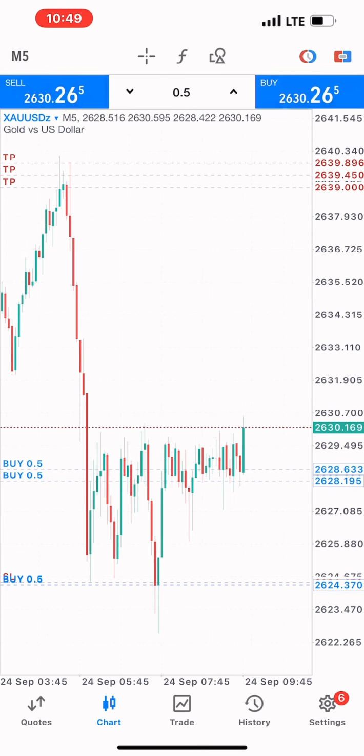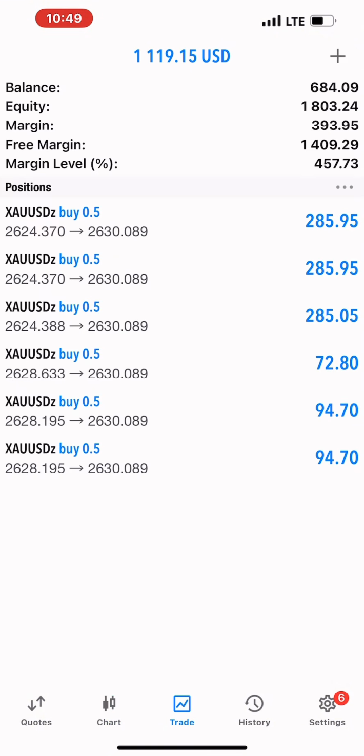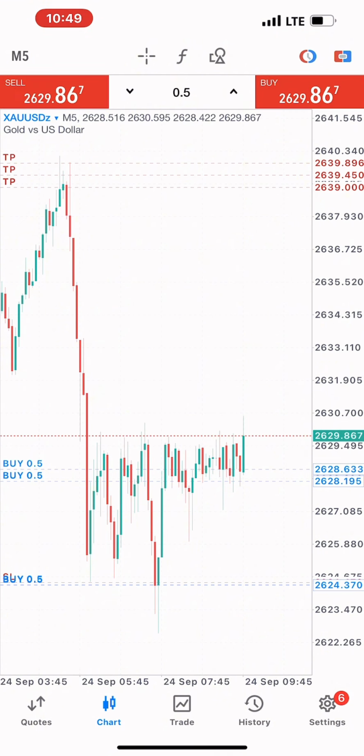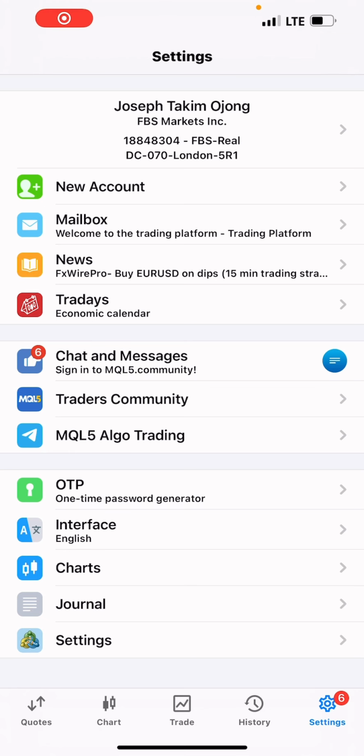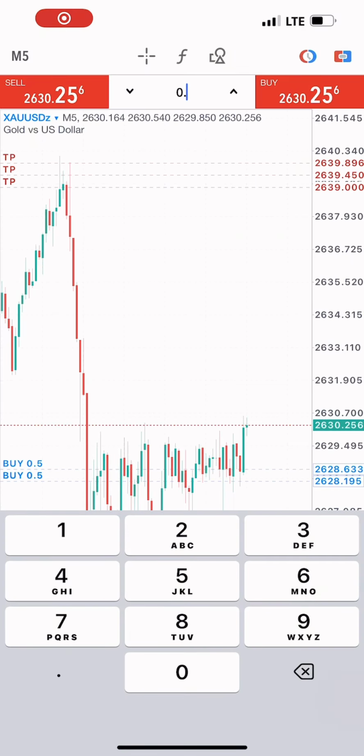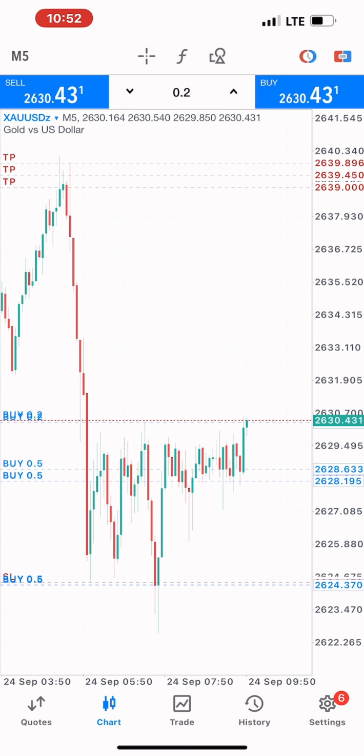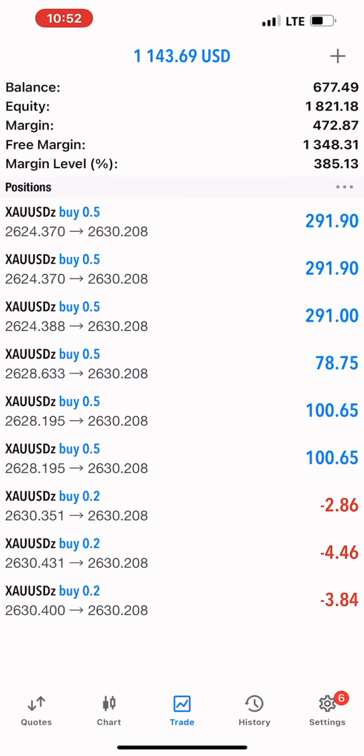So guys, finally the market is actually breaking above. So let's see what happens. Based on what is happening now, I think I will scale in because the market is about to break above. So let me just add some more positions and see how it goes, guys. I'll keep you guys posted and updated.